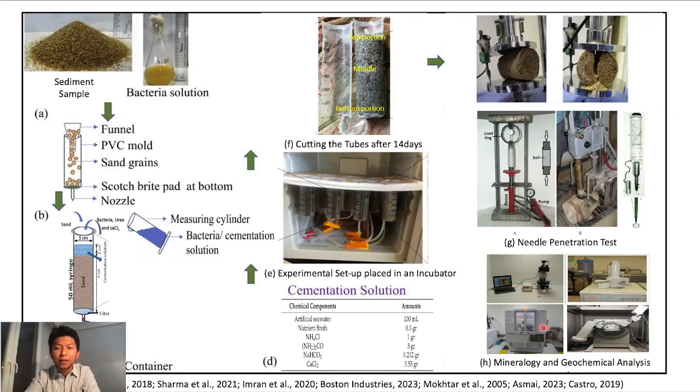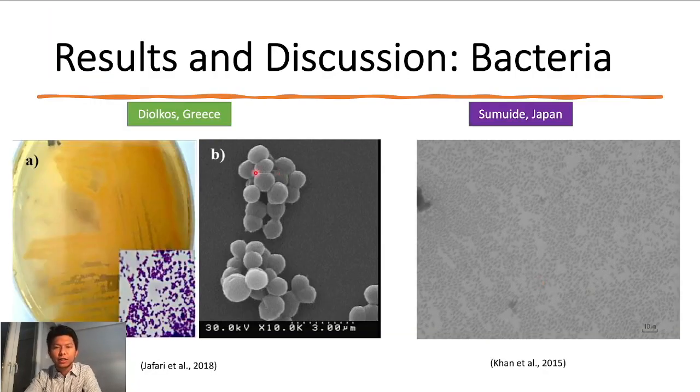Now for the results and discussion, the material isolated from Greece is Micrococcus yunnanensis, which is a gram-positive coccus bacteria. And in the case of Japan, we isolated Pararhodobacter sp., which is a gram-negative bacteria.